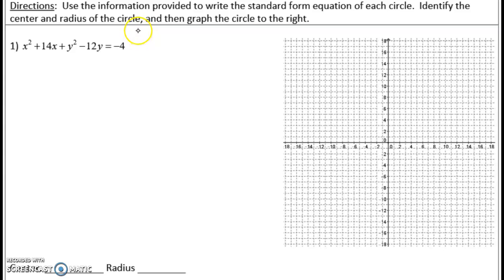which is this form here. This would be our goal. And then we can identify the center and the radius if it's in that form. And you can see ours is not. So we're going to complete the square. We're going to put our x terms together, our y terms together, and our constant on the other side. So happens in this example, that's how it's set up.